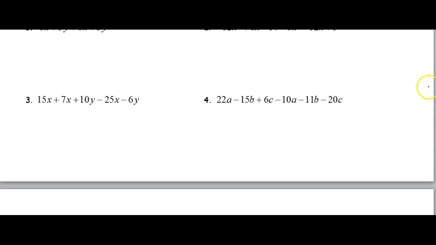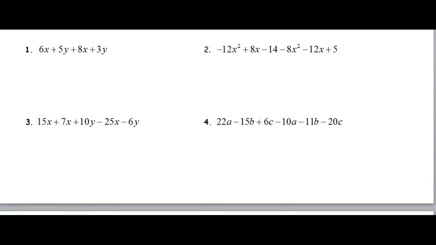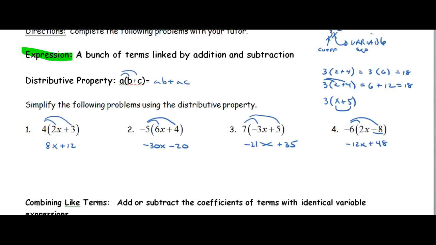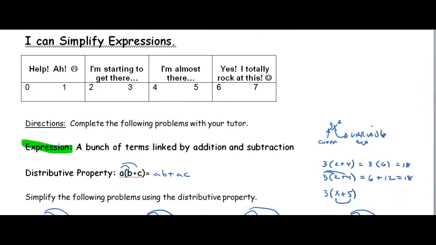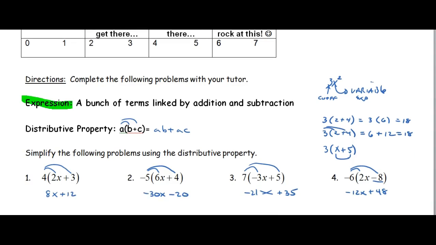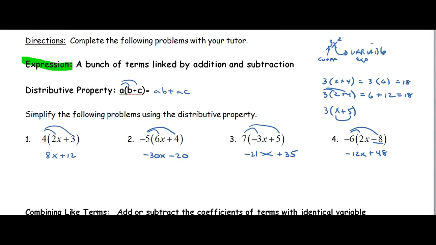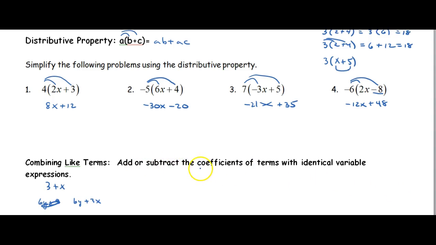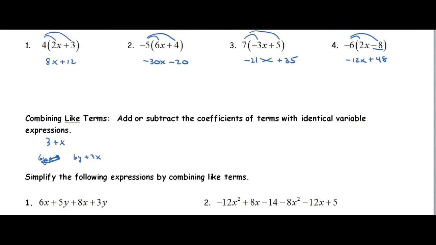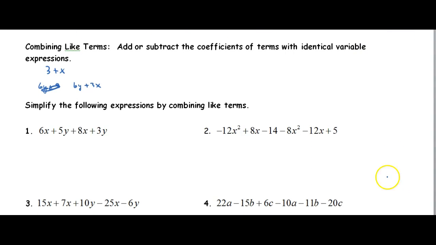So when we simplify expressions by combining like terms, what we basically do is combine all of the like terms by adding or subtracting the coefficients of terms with identical variable expressions. Okay? So let's look at a couple here.